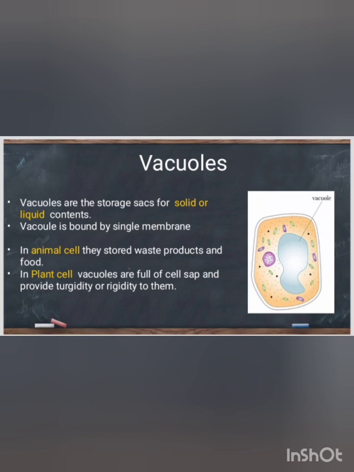Vacuoles are the storage sacs for solid or liquid contents. They don't have any typical shape or size. The structure of vacuole changes according to the need of the cell. Vacuole is bound by a single membrane. The functions of vacuoles are to maintain the osmotic pressure of the cell, to store metabolic byproducts and end products, that is glycogen, protein, water, etc. In animal cell, they store waste product and food, while in amoeba it stores food before digestion. In plant cells, vacuoles are full of cell sap, giving shape and providing turgidity and rigidity to them.